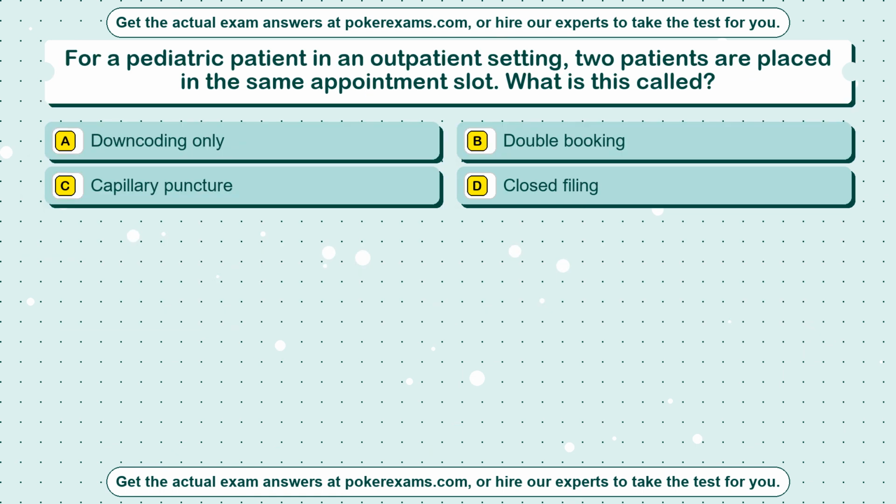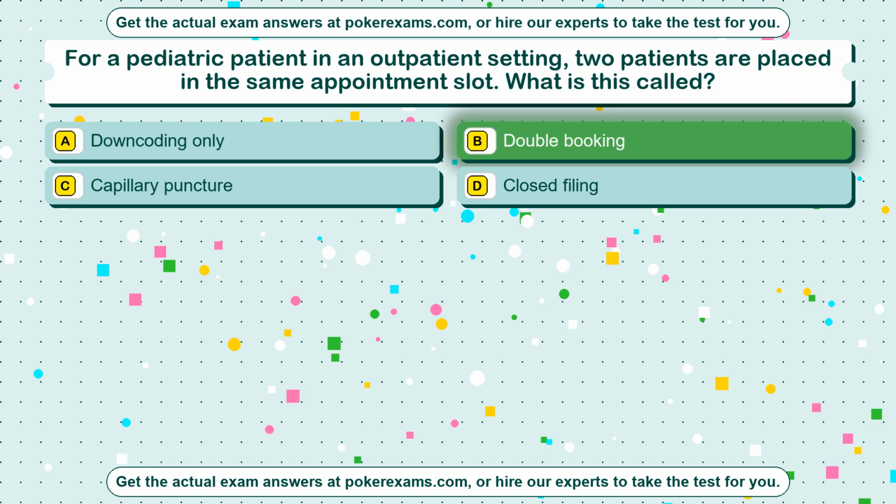Question 73. For a pediatric patient in an outpatient setting, 2 patients are placed in the same appointment slot. What is this called? Option A, downcoding only. Option B, double booking. Option C, capillary puncture. Option D, closed filing. The correct answer is option B, double booking.